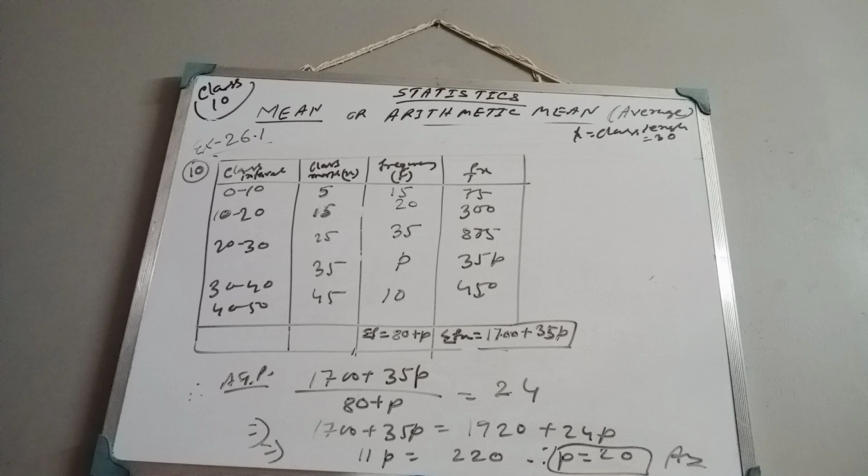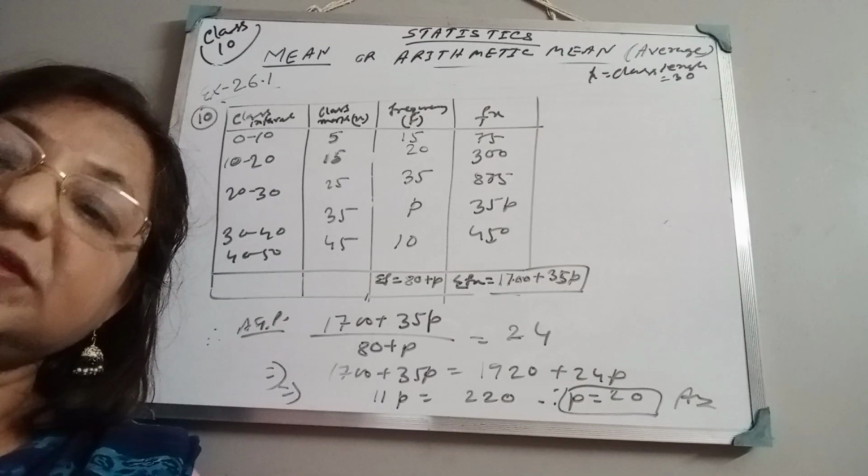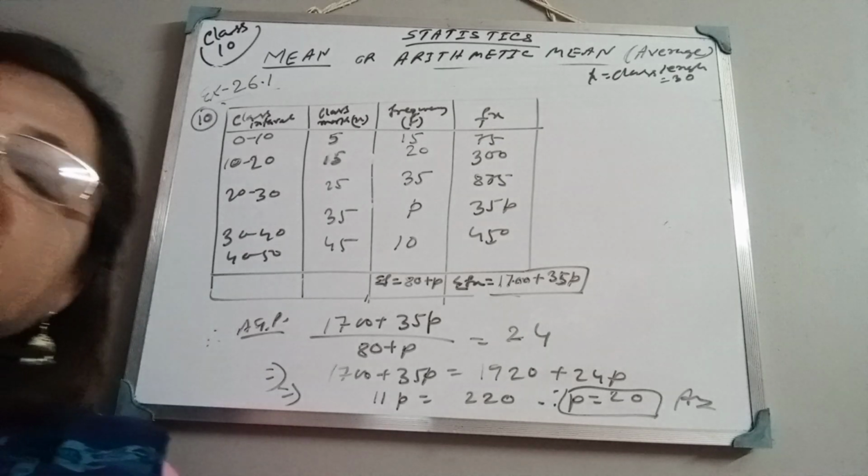Only how many sums are left? Very few sums left. Only 2 or 3 sums left. In the online class I will do the next sums. Maximum 2 or 3 sums left, otherwise the chapter is completed.